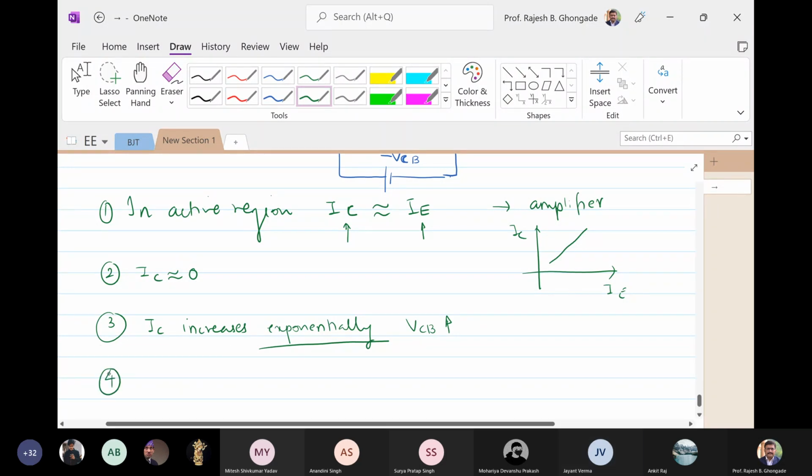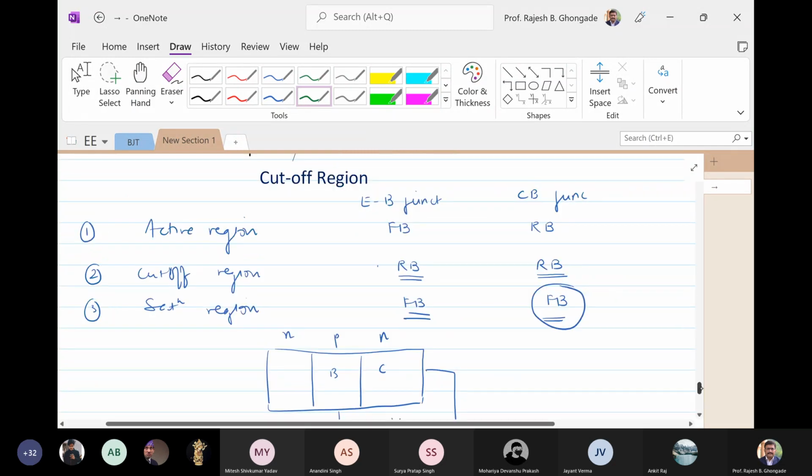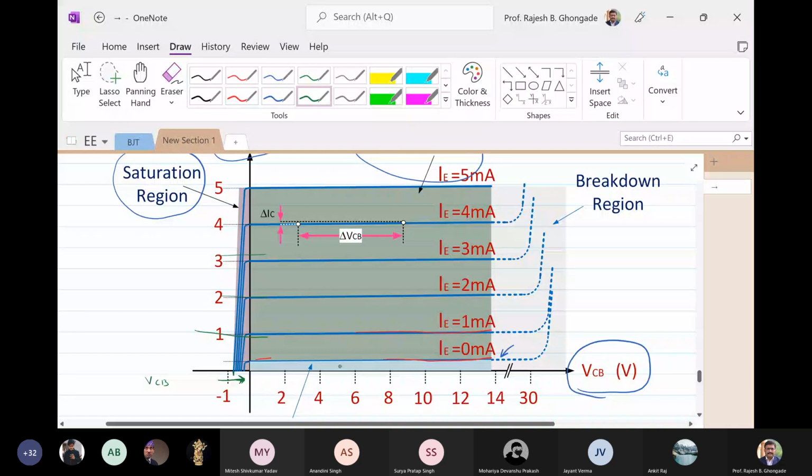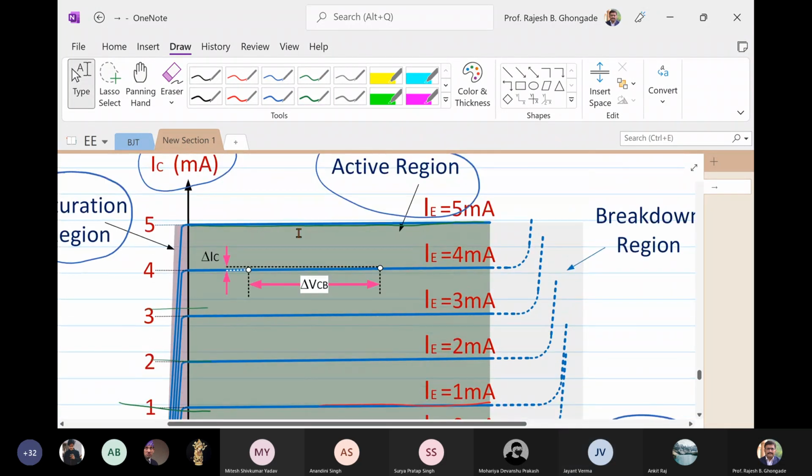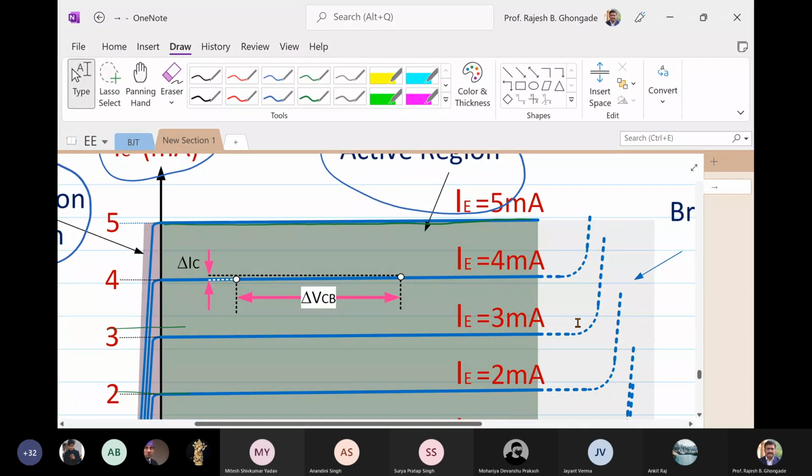Okay. Next observation. In active region, you'll see that actually speaking, as you go on increasing VCB, this is not exactly horizontal. थोड़ा सा यहाँ पे एक स्लाइट स्लोप दिखाई देगा. These lines are going slightly upwards. Not exactly parallel to the x-axis. थोड़ा सा यहाँ पे स्लाइट इंक्रीज दिख रहा है.